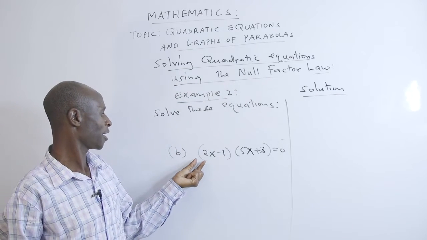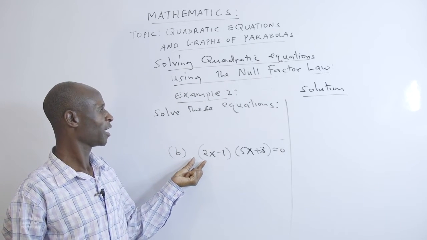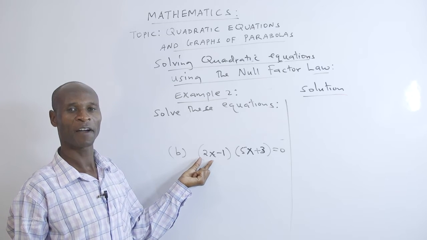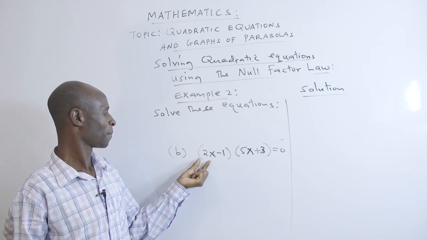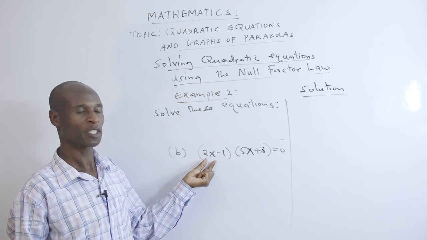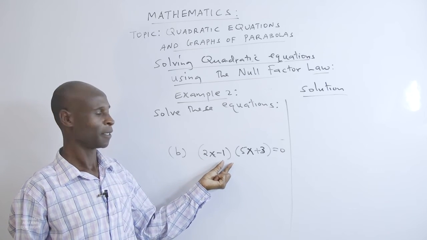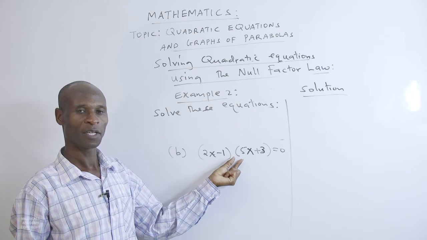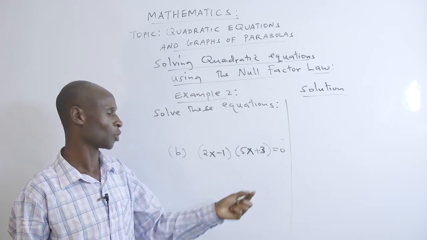Now class, try this second part B, again using the same method, null factor law, where we have open bracket 2x minus 1, close the bracket, then open the bracket, the second linear factor is 5x plus 3 equal to 0.